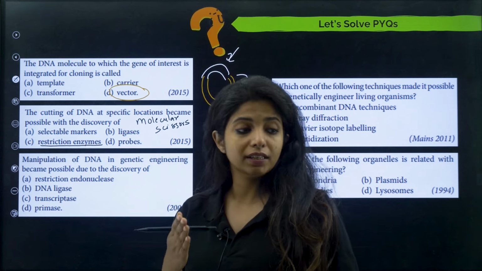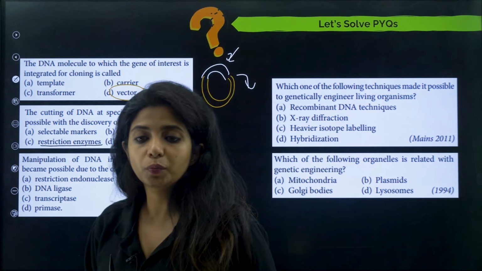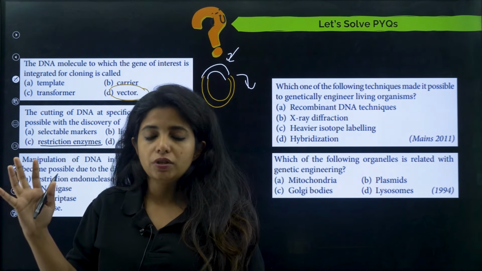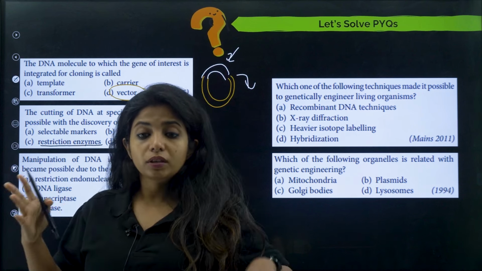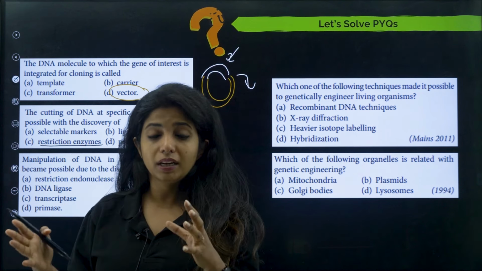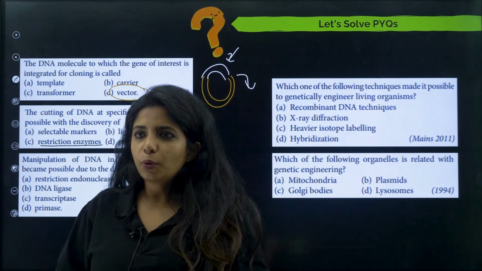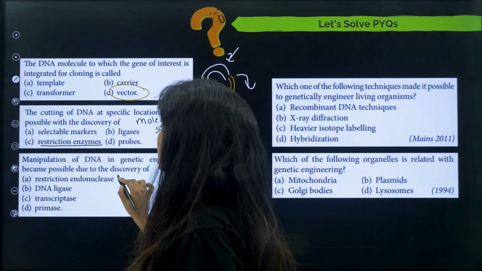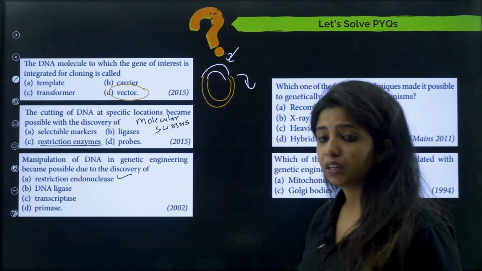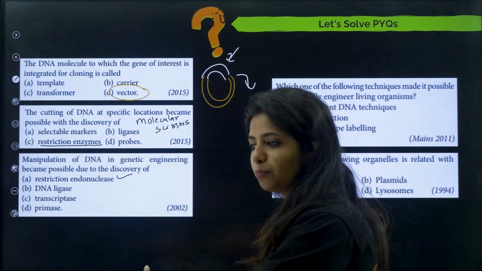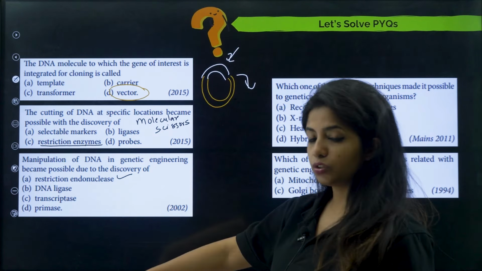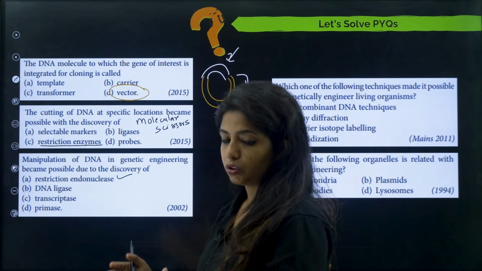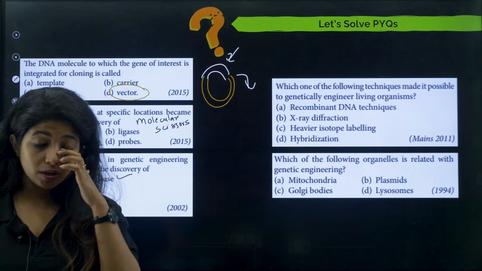Now, manipulation of DNA in genetic engineering became possible due to the discovery of restriction enzymes. When you say you're manipulating the DNA, basically, you're bringing out certain changes in them. So, if you're bringing out certain changes in the DNA, it became possible because of what? What is the initial thing that was needed? Again, molecular scissors. So, restriction endonucleases were the thing that was primarily needed. Only if you cut can you paste. That is the second thing. So, DNA ligase use comes later. First, you have to cut it. So, that became possible because of restriction endonucleases.